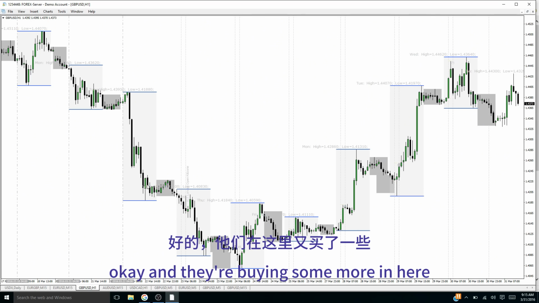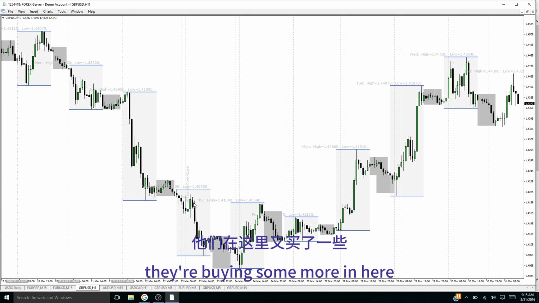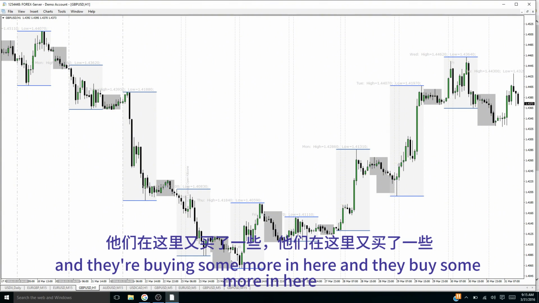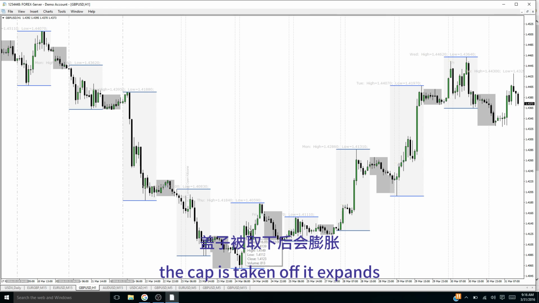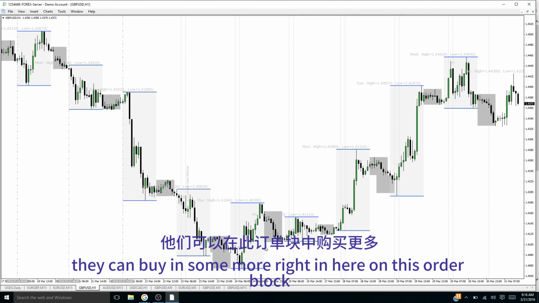Okay? And they're buying some more in here. And they're buying some more in here. And they buy some more in here. And finally, the cap is taken off. It expands. It comes back down. They can buy in some more, right in here on this order block.